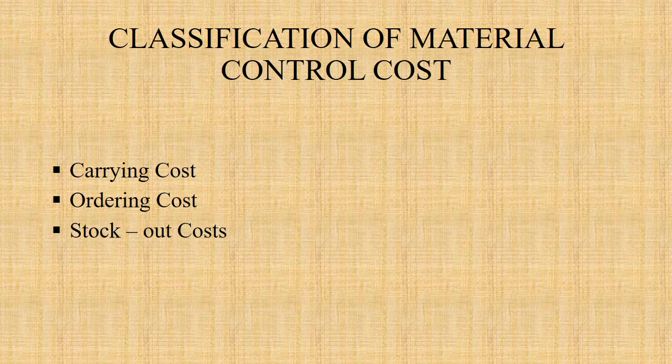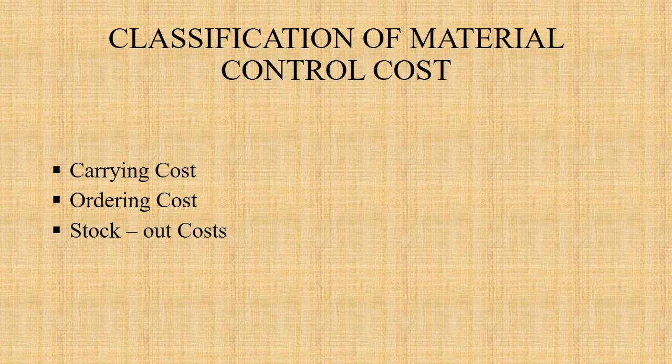Classification of material control costs consists of 3 categories: carrying cost, ordering cost, and stockout cost. Carrying cost is the total of all expenses related to storing unsold goods. It includes intangibles like depreciation, warehousing cost, and lost opportunity cost. It helps to determine how much profit can be made on current inventory.